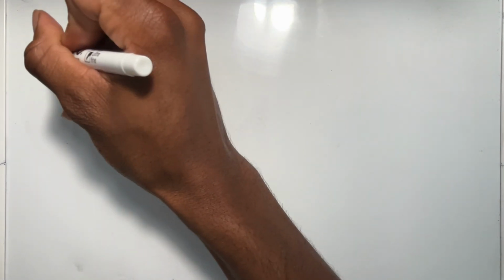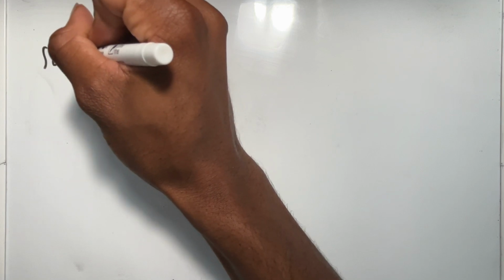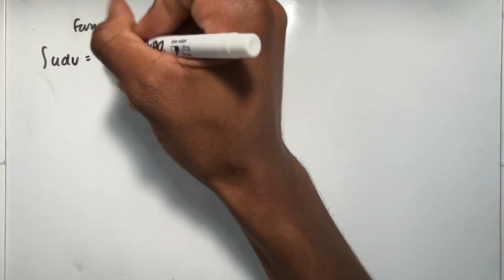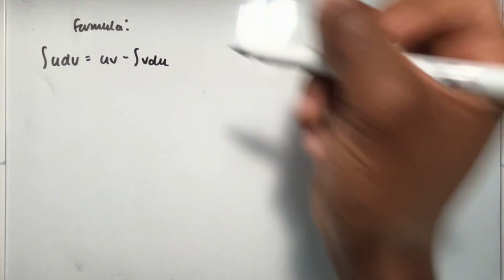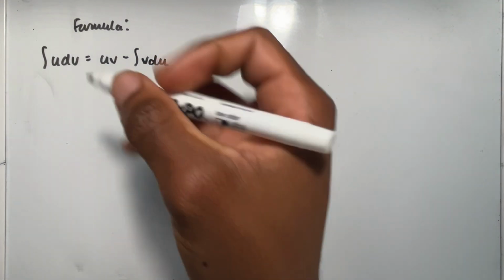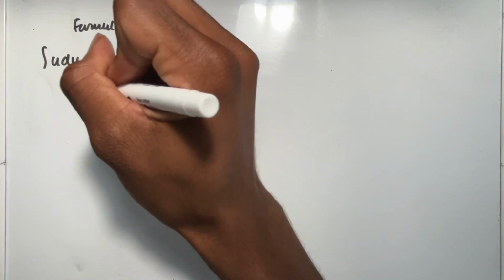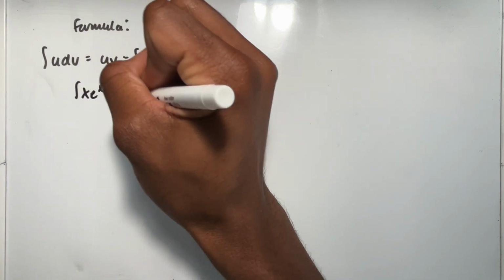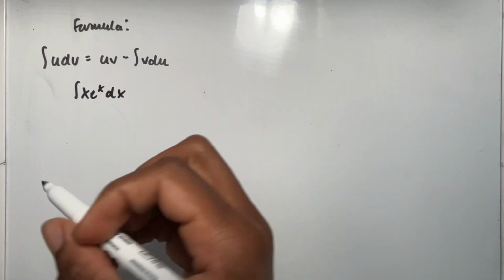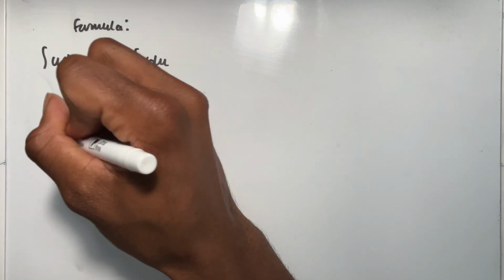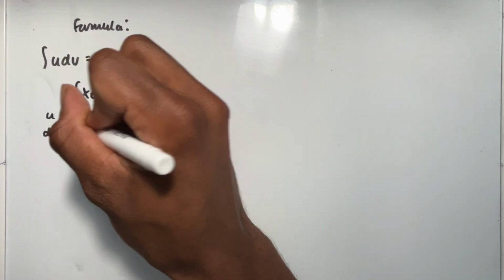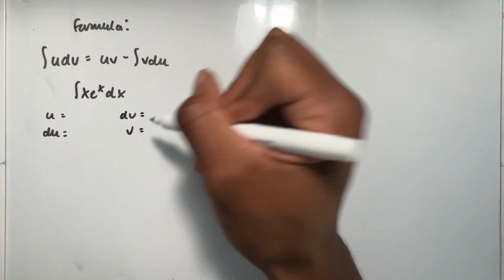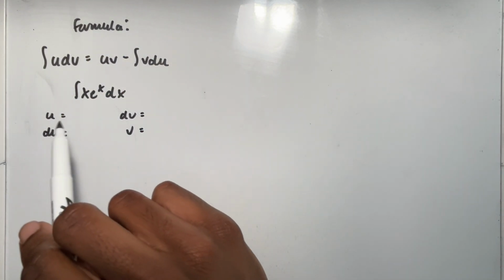And that formula is going to be the integral of function u d function v equals uv minus the integral of v du. And we're going to solve the same integral, so the integral of x e to the x dx. So what you want to do is determine the u, the du, the dv, and the v. And I'm going to determine what u is first.